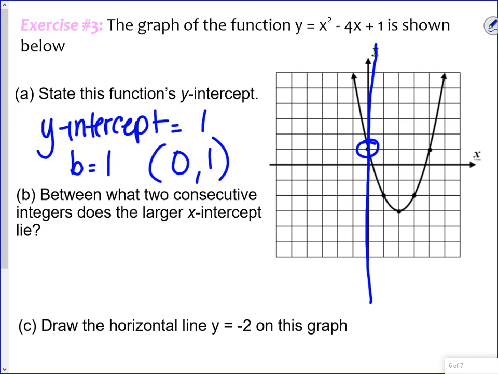Between what two consecutive integers does the larger x-intercept lie? Where do we look to find x-intercepts? On the x-axis. So larger, is that going to be towards the left or towards the right? Left or right if we want the larger? Right. So between what two consecutive integers does that larger x-intercept lie?